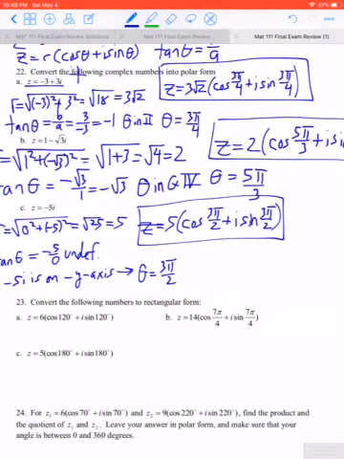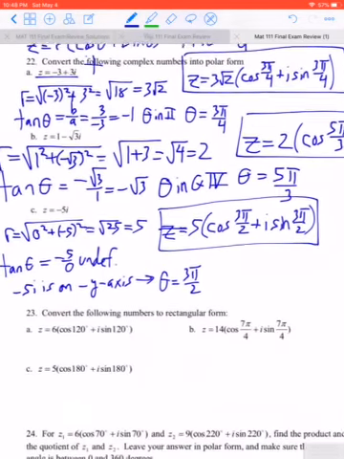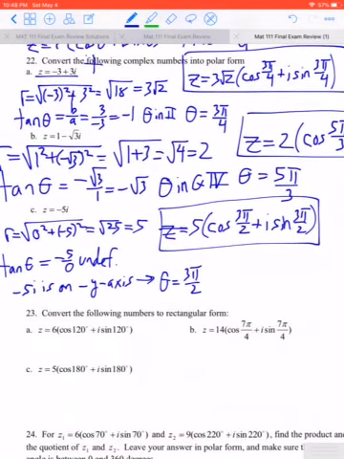And then we have one more in part C. We want to do this again for the complex number z equals negative 5i. If you calculate the r value on this one, r is going to be equal to 5. The tangent of theta would be b over a, which is going to be negative 5 over 0, which is going to be undefined.